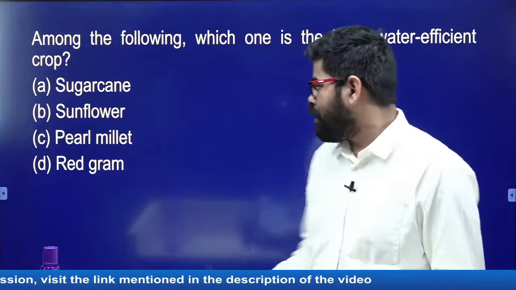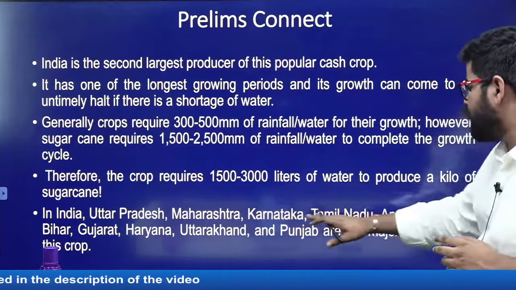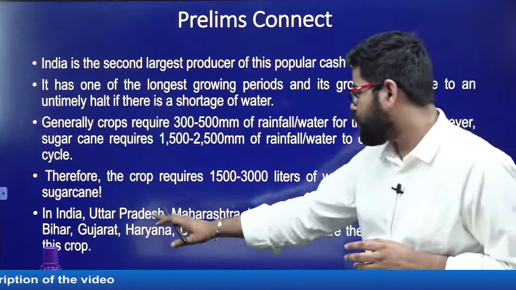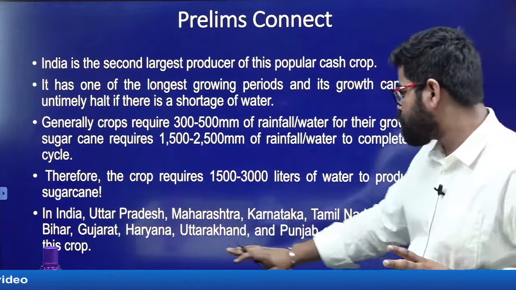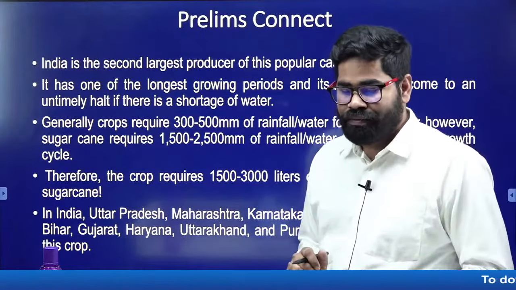You can see that it is mostly cultivated in parts of Uttar Pradesh, Maharashtra, Karnataka, Tamil Nadu, Andhra Pradesh, Bihar, some portions of Gujarat also, Haryana, Uttarakhand and Punjab. So these are the areas.